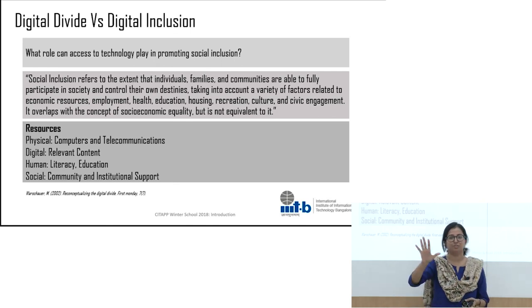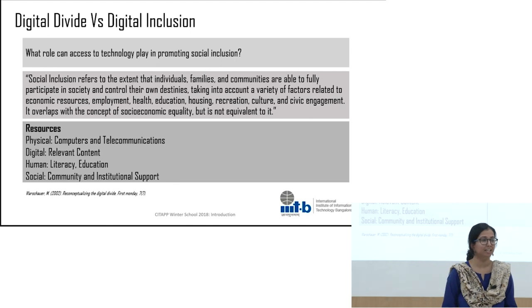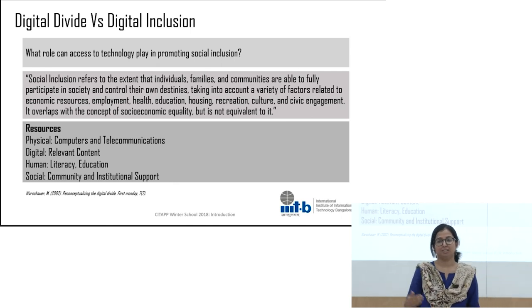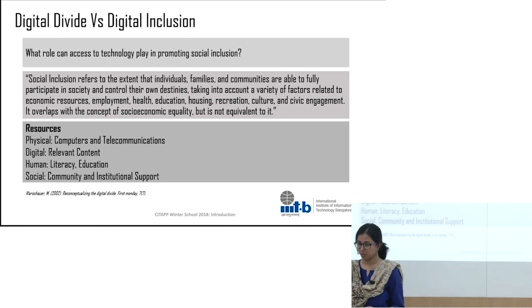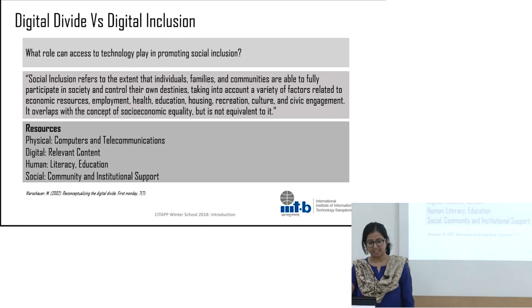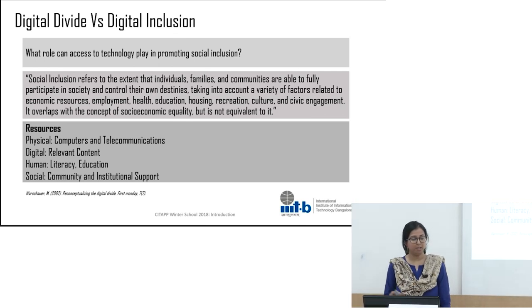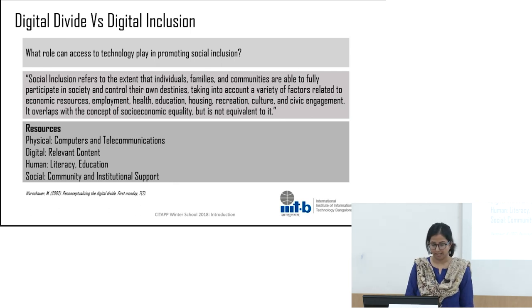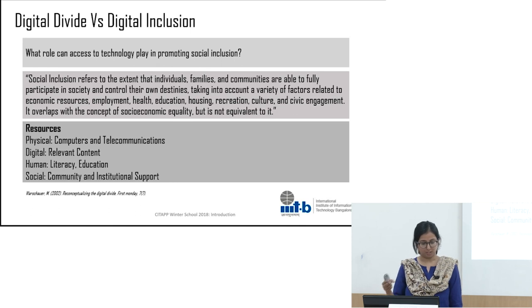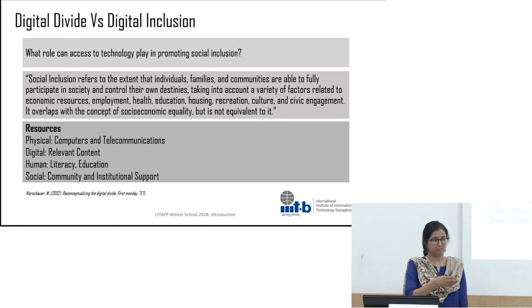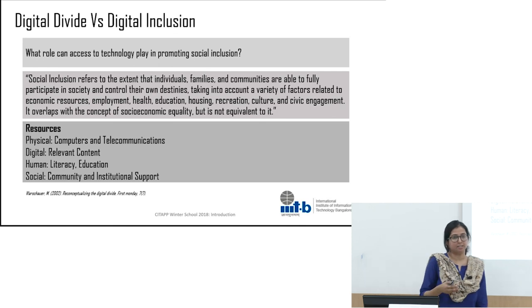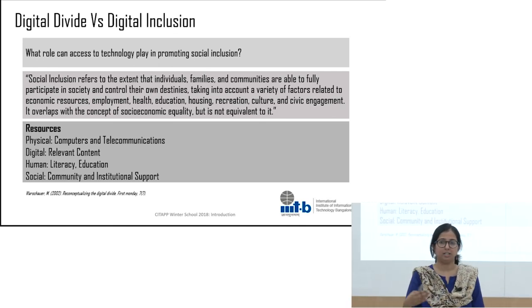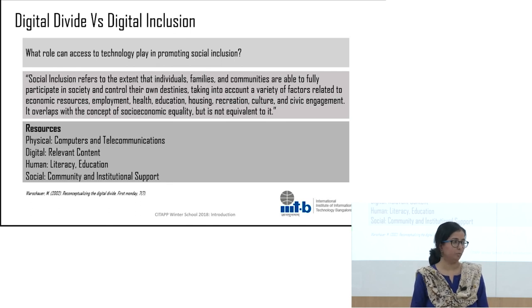I'm just telling you in a very catchy way what it means, but it's a much deeper and philosophical theory, which I don't have the time to get into. But the point here, drawing on that literature, is that social inclusion is the extent to which individuals, families and communities are able to fully participate in society and control their own lives, taking into account a variety of factors: economic resources, employment, health, education, housing, culture, recreation, a whole host of things. So it overlaps with the social and economic resources that we most of the time think about when we think about empowerment, but it's not the same.